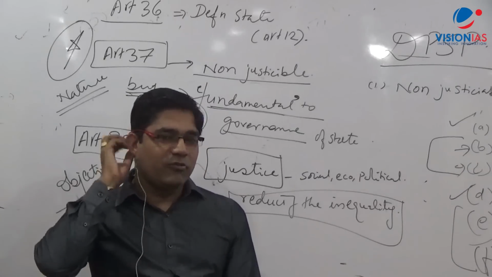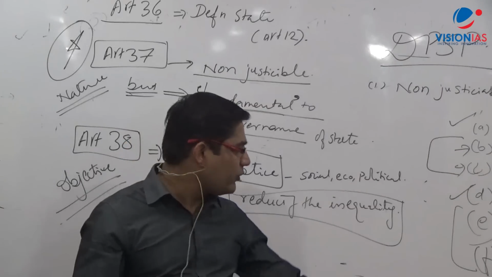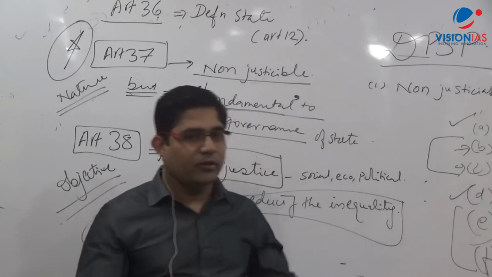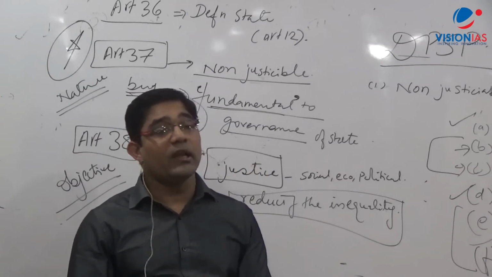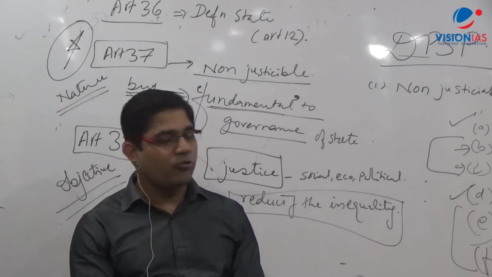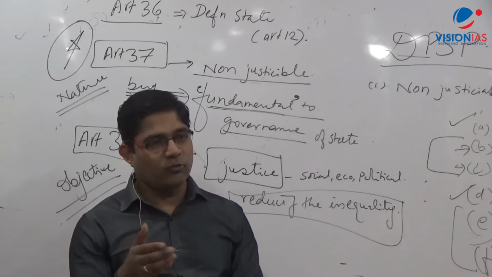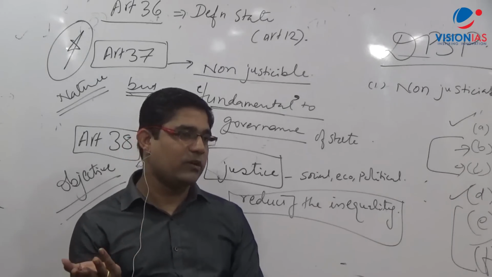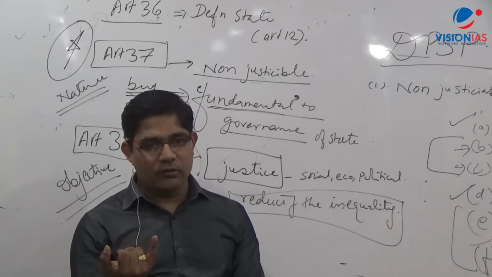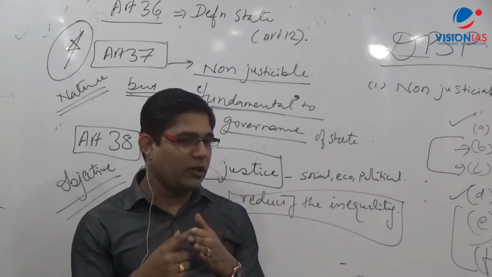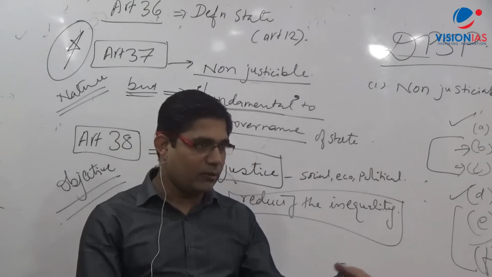One is the 42nd. How many were added in the 42nd? 4. Okay, out of that, one added is F. In 39, the F clause has been added. Then 39A, free and legal aid. 43A, that is participation of workers in the management of industry. 48A, environment. Okay, that makes 4, right? 39A, 43A, 48A and this 39F. This is the 42nd amendment.